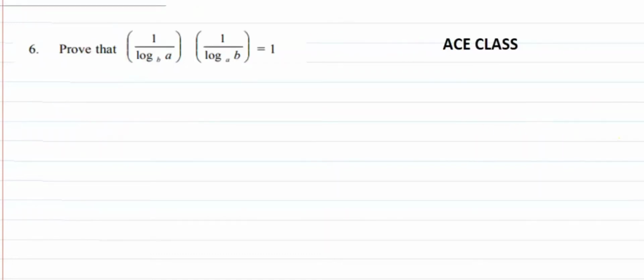We will move on with the next question. Prove that 1 over log of a to the base b multiplied by 1 over log of b to the base a equals 1. So you have this identity, right? Log a to the base b can be written as 1 over log of b to the base a. Whenever you are writing the reciprocal, the base and the number will change.